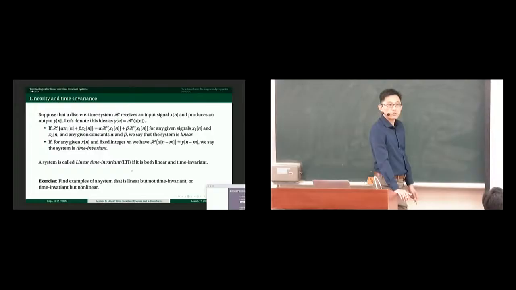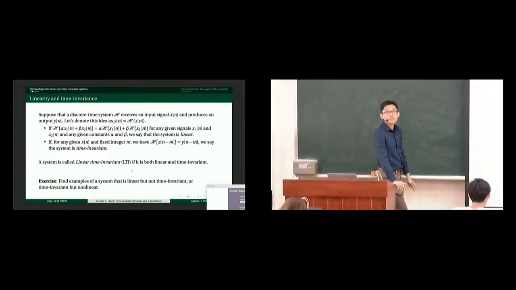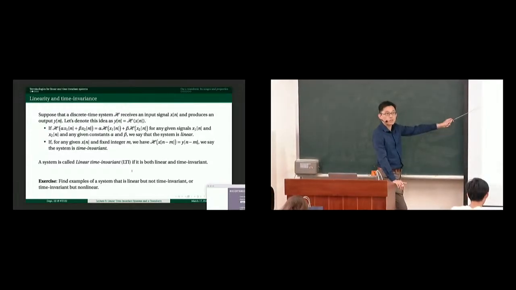There are such examples. Some systems are nonlinear but time invariant. Some systems are linear but time varying. Both are possible according to the mathematical definitions. So I will leave that as an exercise. It's possible to have such examples showing that these two properties are indeed separate properties, and we need to define them separately.